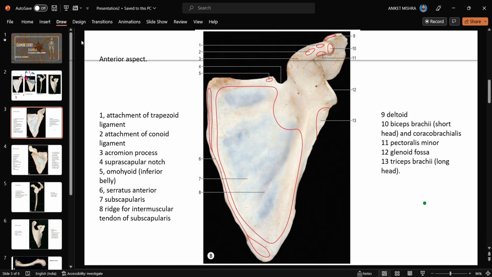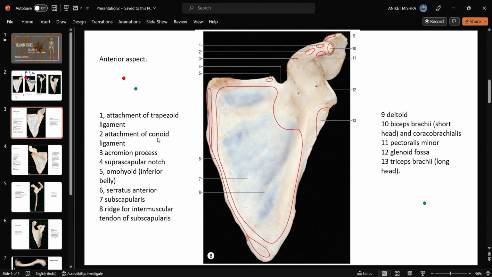So let's come, we will discuss some origins. First we will talk about what muscles are originating from the anterior aspect of the scapula. Then we will talk about what muscles are inserting on the anterior aspect of the scapula. Then we will talk about the ligaments. So this is the anterior aspect.